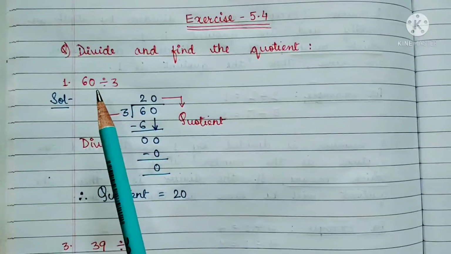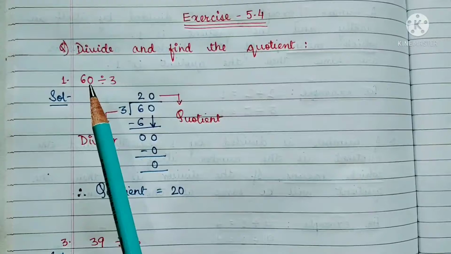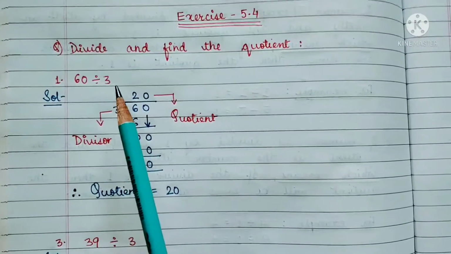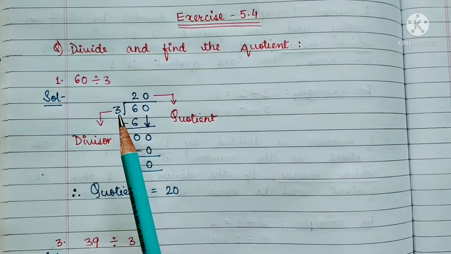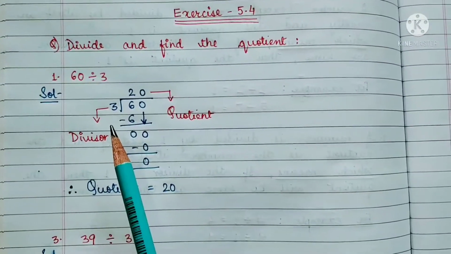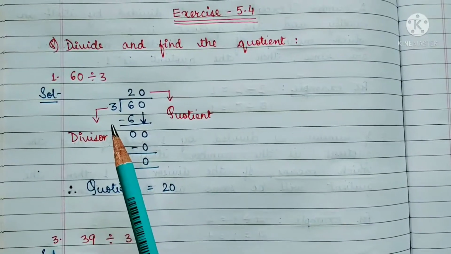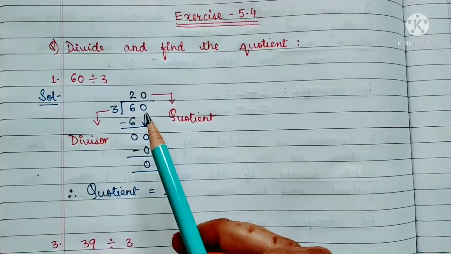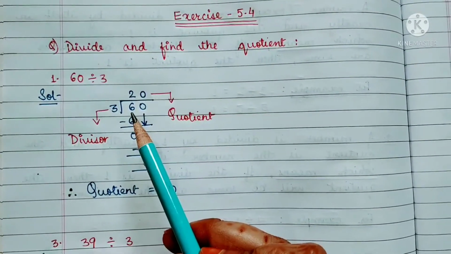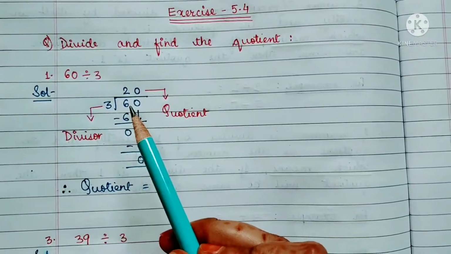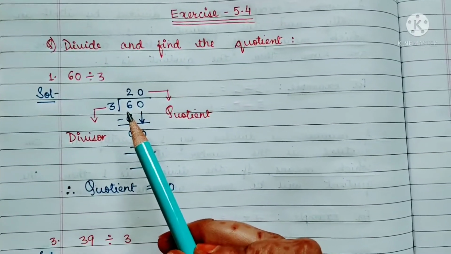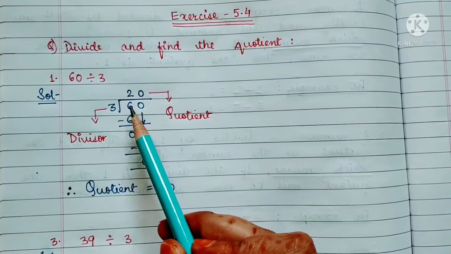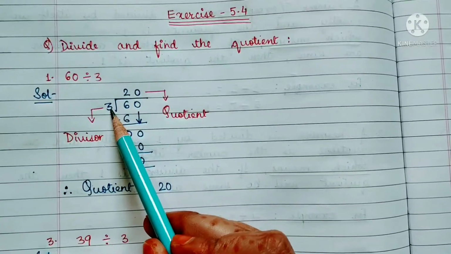First question, 60 to be divided by 3. Here 60 is the dividend, so it is written inside the box, and 3 is the divisor, so it is written outside. Now children, there are certain steps to be followed in division. First step, to compare. Children, always keep this in mind that division starts from the left side, which means division starts from the highest place. So we'll first compare the digit at the highest place by 3.